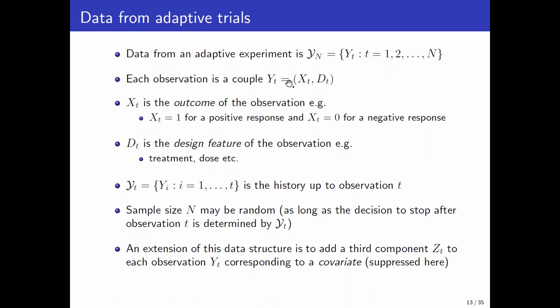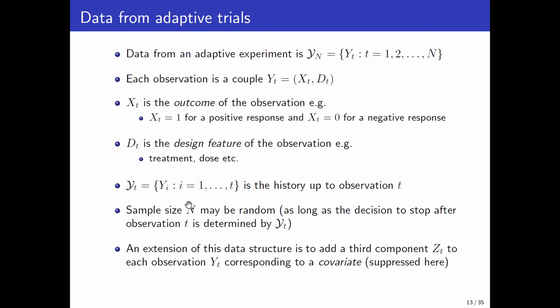And when you see the Y value without the script notation, then we're talking about an individual observation. When you see it with a script notation, we're talking about the whole history of the observations up until a particular observation value. So script Y_t would be all the observations up to the t-th observation.